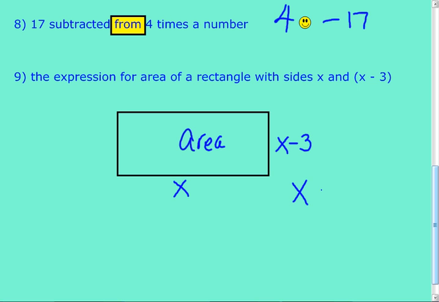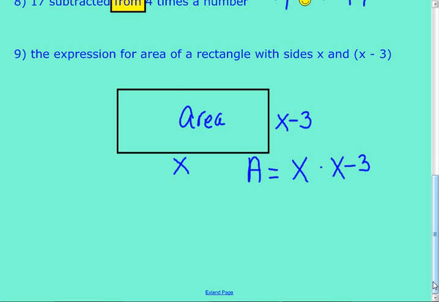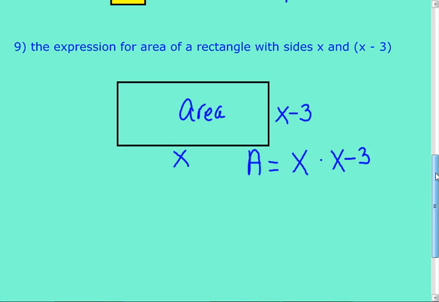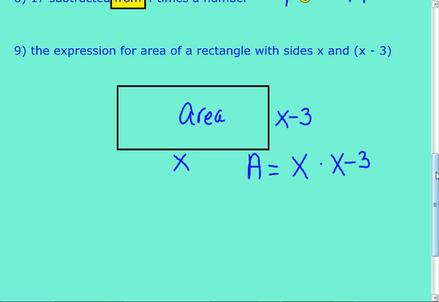Do I need parentheses? Is that right? Did I multiply the side? Is the side just x? This one's x. This is x minus 3. What do I have to have here? What's wrong without it? X times x minus 3. You get lost with this, you're going to be lost the rest of the year. Do I have to have parentheses there? Yes.